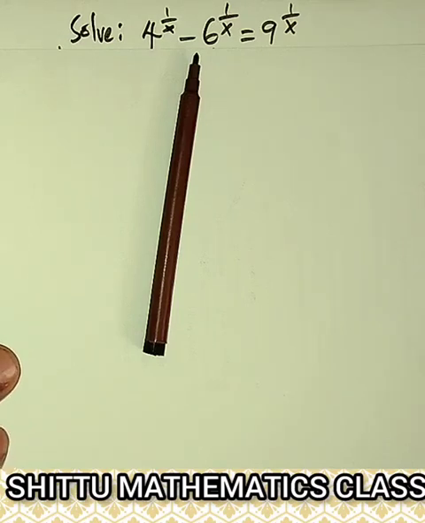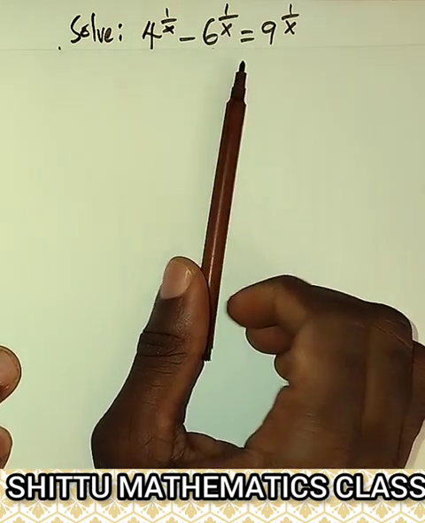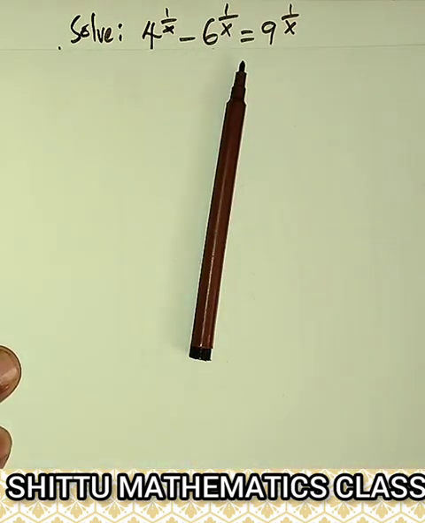In this tutorial today we are going to be looking at this question on this board. The question says solve 4 to the power 1 over x minus 6 to the power 1 over x equals 9 to the power 1 over x. So what are we going to do? The first thing we are going to do here is to divide through by 9 to the power 1 over x, and this is what we are going to have.